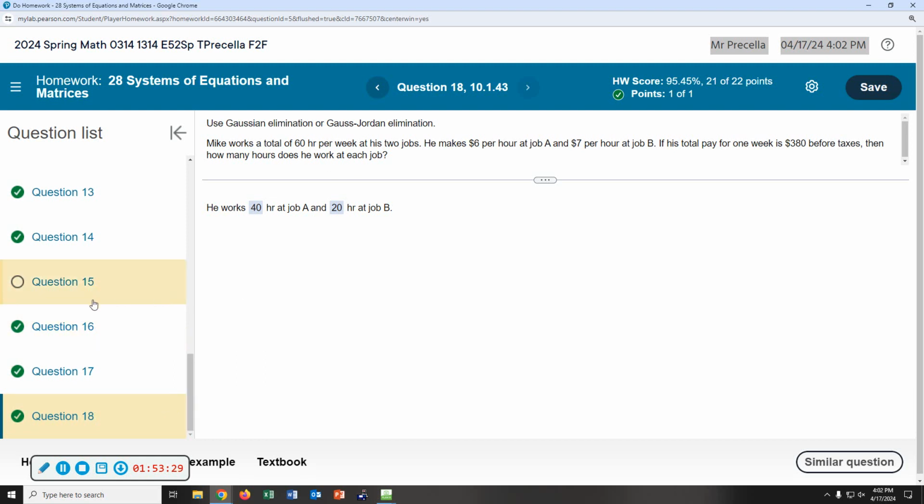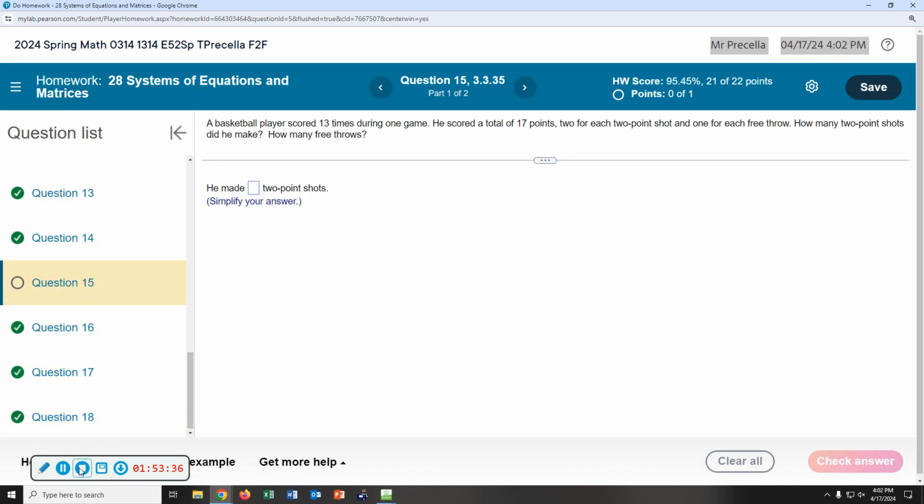Now we're going to go back to number 15. Number 15 is a less downbeat problem. A basketball player scored 13 times during one game. He scored a total of 17 points.